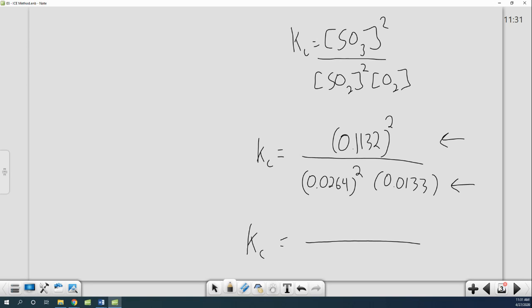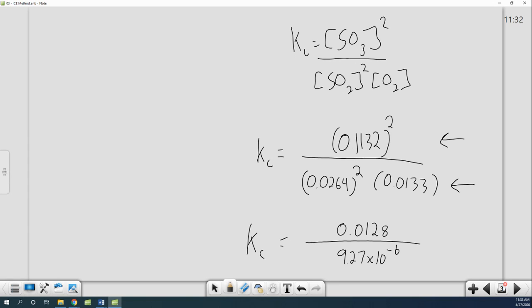So on my calculator, I'm going to punch in 0.0264 squared times 0.0133. And it gives me 9.27 times 10 to the negative 6. Let's double check that. It's 0.0264 squared times 0.0133. Yep, negative 6. Perfect. And then I'll do my top one, 0.1132 squared. I'm just going to write this one out because it's not too bad.